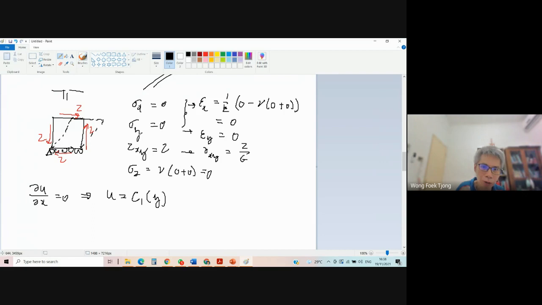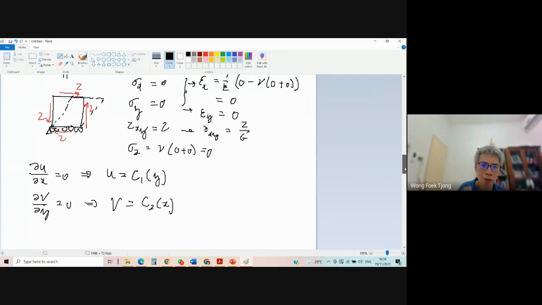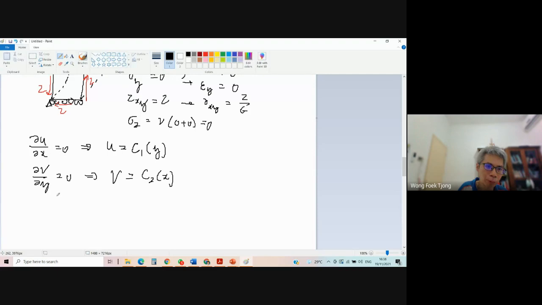Similarly, from the second equation, the epsilon y is this one, right? We get that v is another constant, or rather a function of x actually. So in other words, u is a function of y only without x, and v is a function of x only without y. Okay, begin from here. And then boundary conditions.